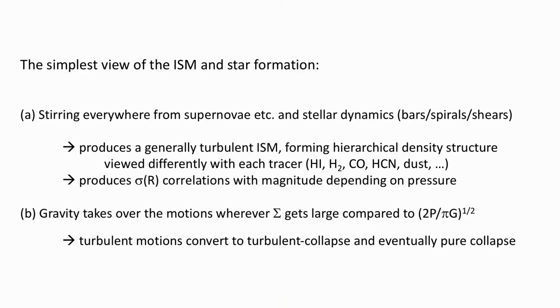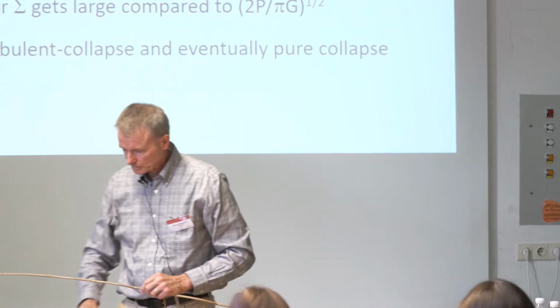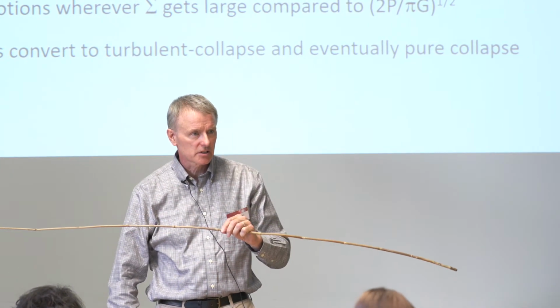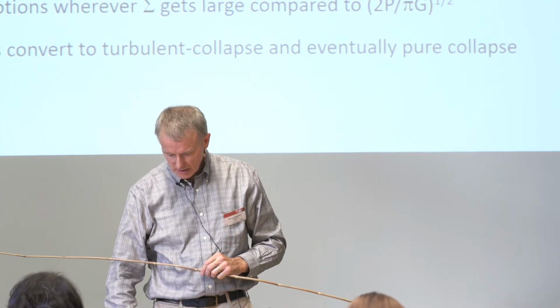That produces correlations, like the size-line-width, with the magnitude of the correlation depending on pressure. And then gravity takes over here and there, wherever the column density gets large compared to the square root of P over G. When gravity takes over, the turbulent motions convert to turbulent collapse type motions and eventually collapse. So it's stirring, turbulence, correlations, and in certain places gravity. So let's look at triggering.